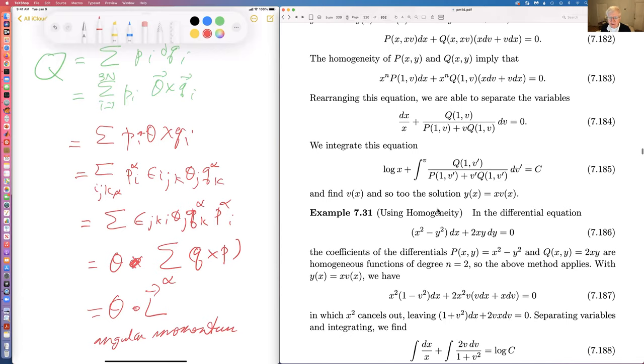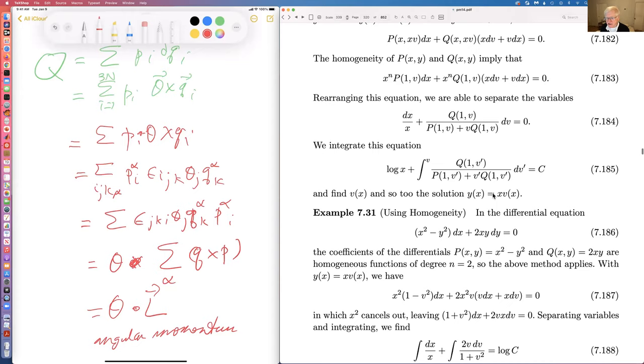This is v of x, there's x, and this is some number. Function of the final, or v0 and v. Anyway, so you get a solution, y of x is x times v of x.